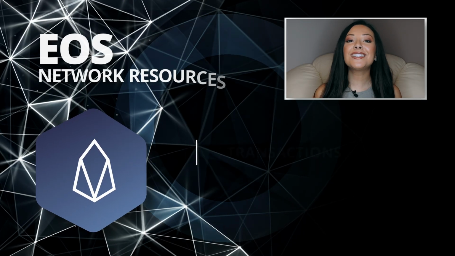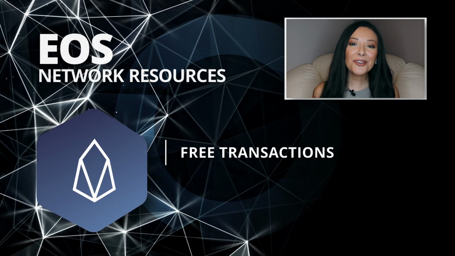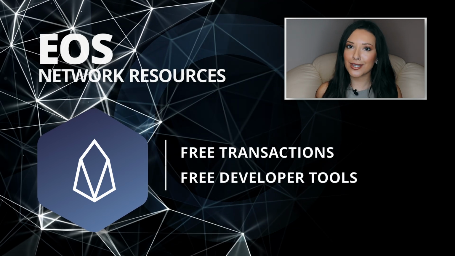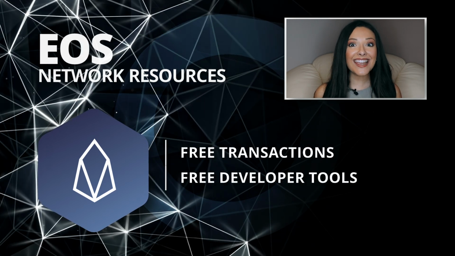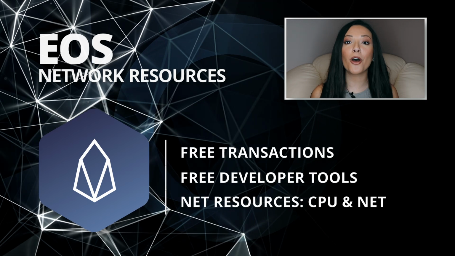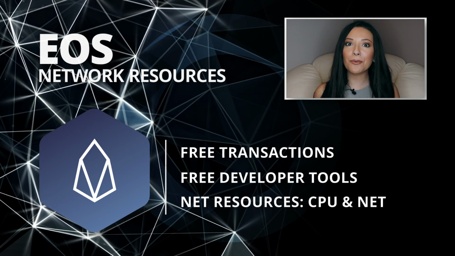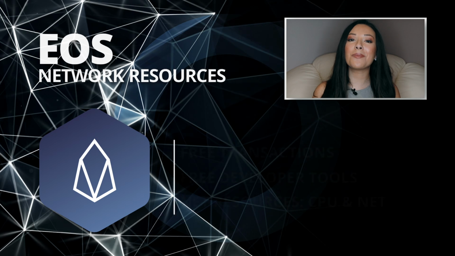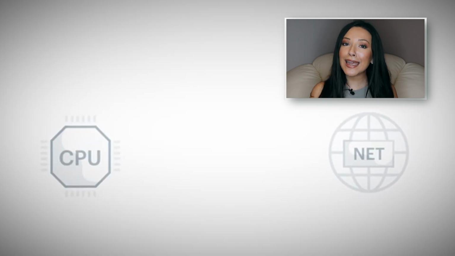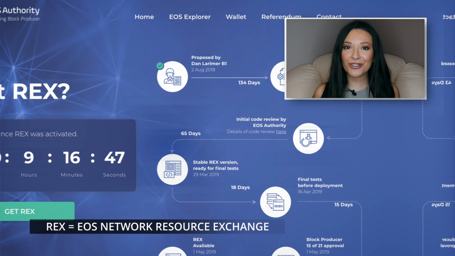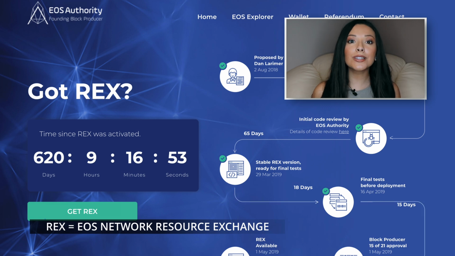Free transactions are another cool feature of EOS. The user doesn't have to pay any fees to send tokens or to use dApps, and neither do the dApp developers. Instead, their staked EOS gives them ownership over a part of the network resources called CPU and net, proportional to the amount of EOS that they've staked. The more staked EOS they have, the more resources are available to them and the more actions they can take.